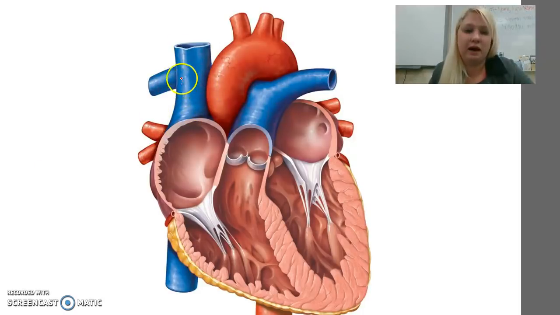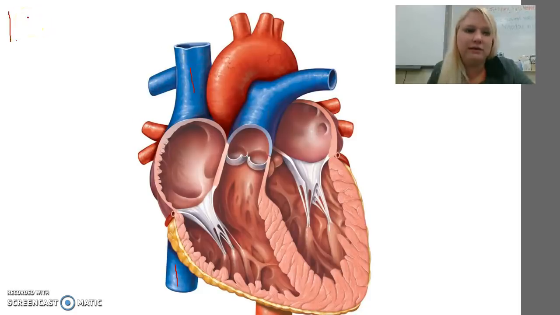So first, let's talk about how blood actually enters the heart. This is structure 1 right here. Structure 1, and I'm going to abbreviate everything because it's hard for me to write it all out using this program, but you need to make sure that you can write it all out.